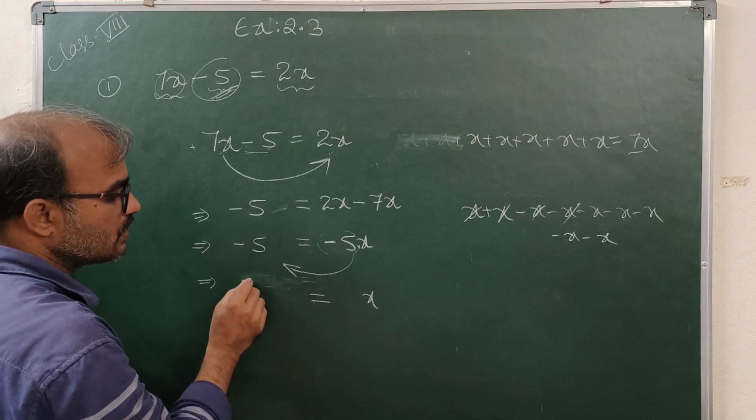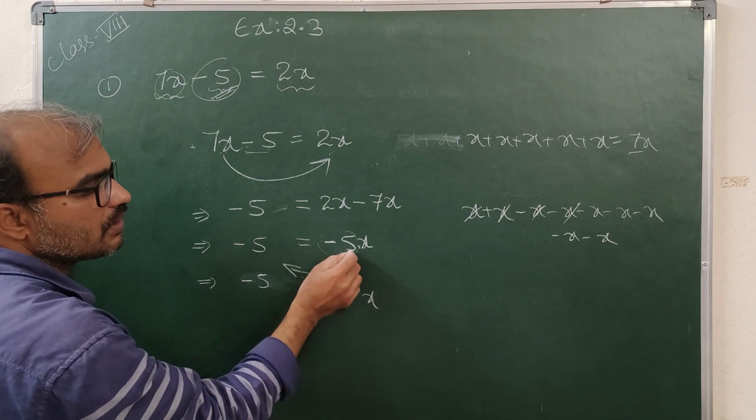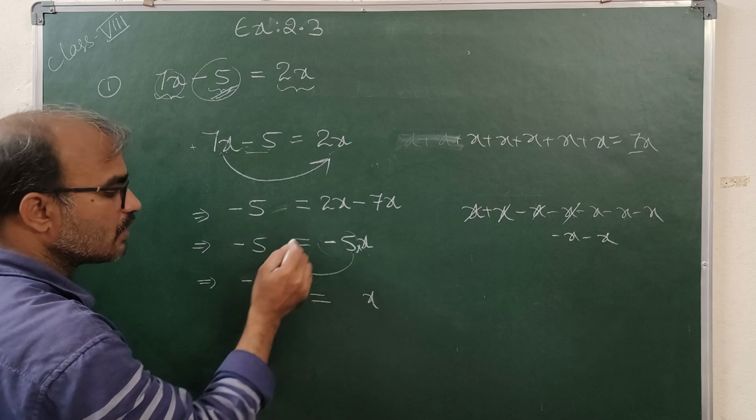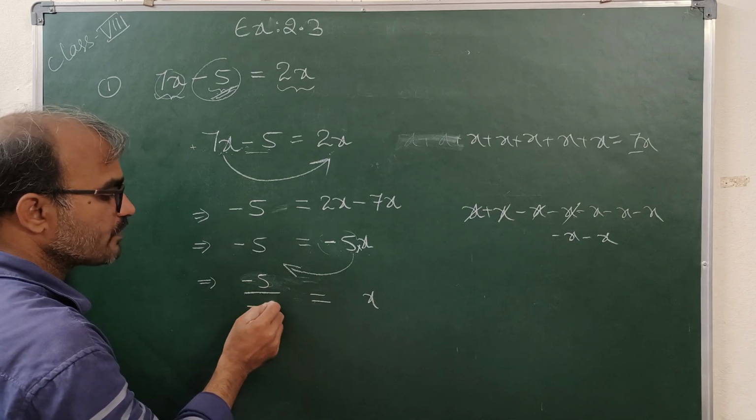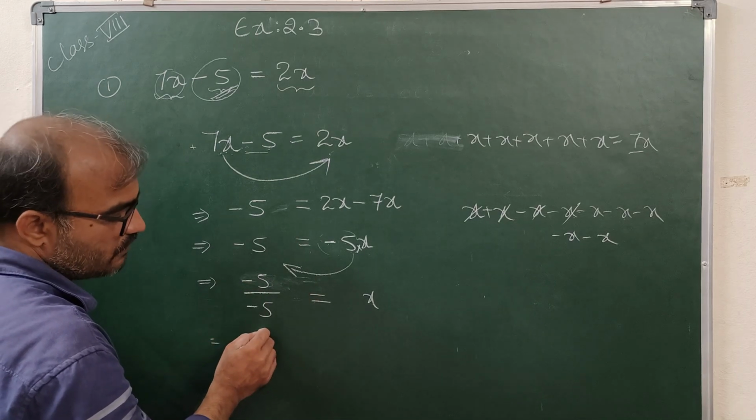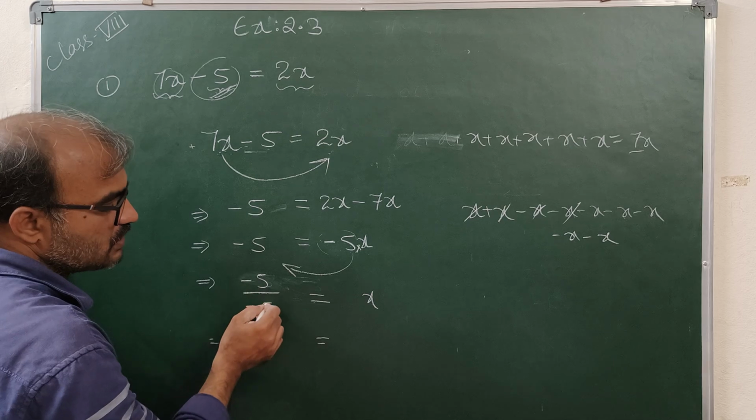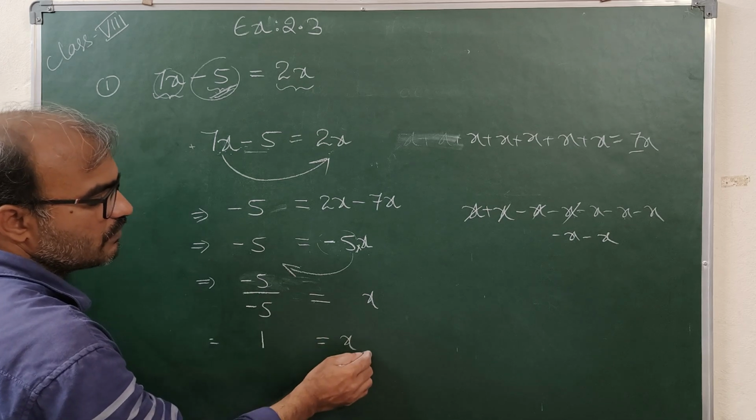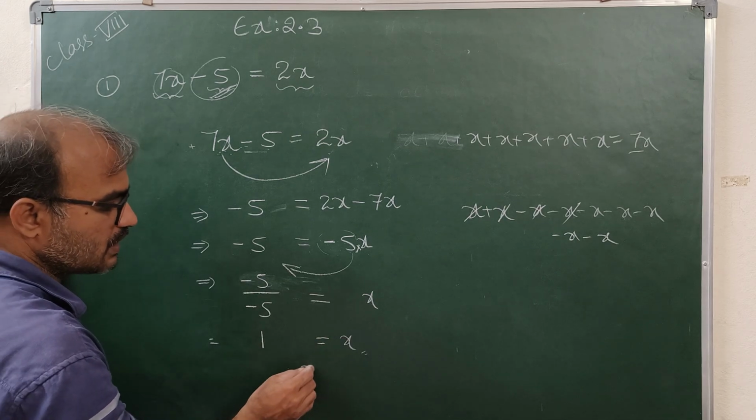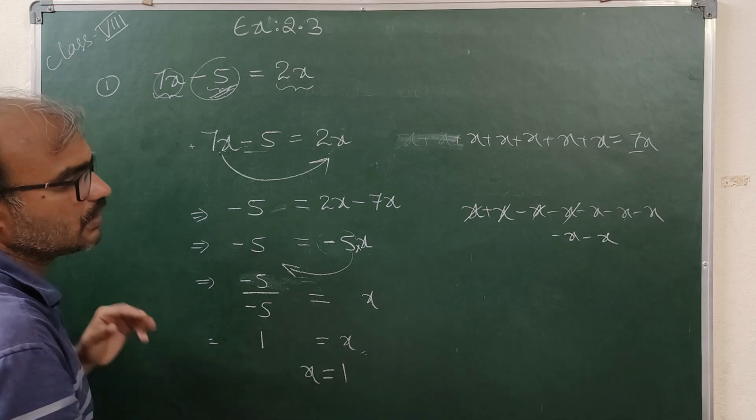So what is available here on the other side? Minus 5, right? As this. What are you bringing here? Minus 5. Which operation is here? Into. On the other side it will divide. Minus 5 by minus 5, how much? 1. Minus minus gets cancelled. 5 and 5 is equal to 1. Therefore, x is equal to 1, right?